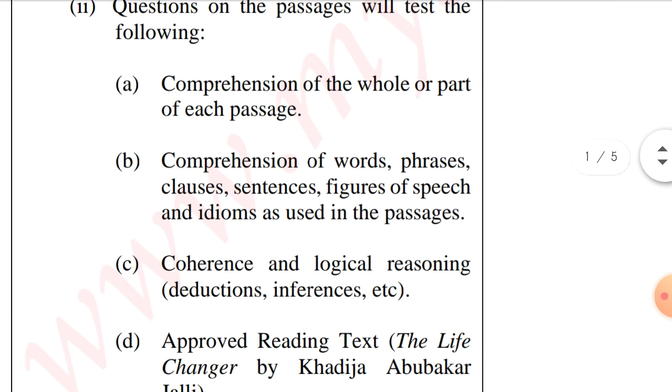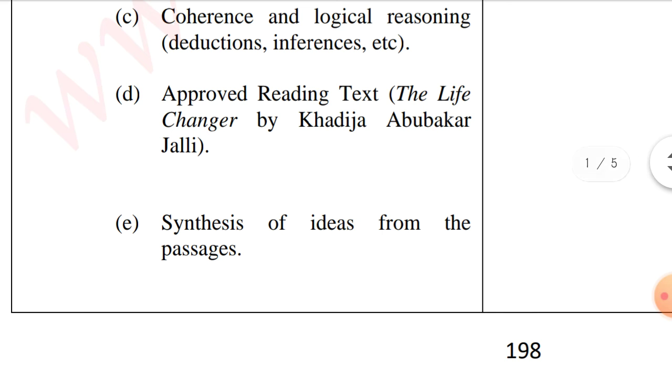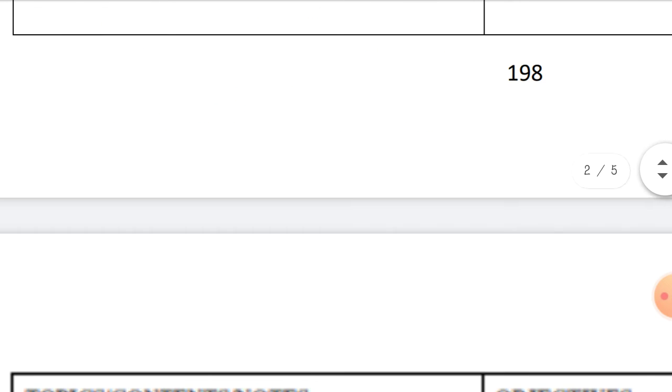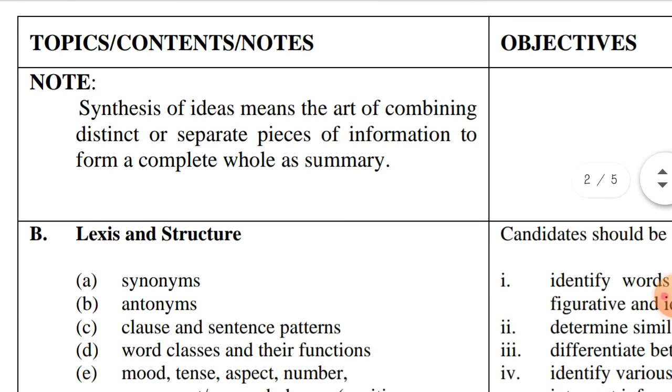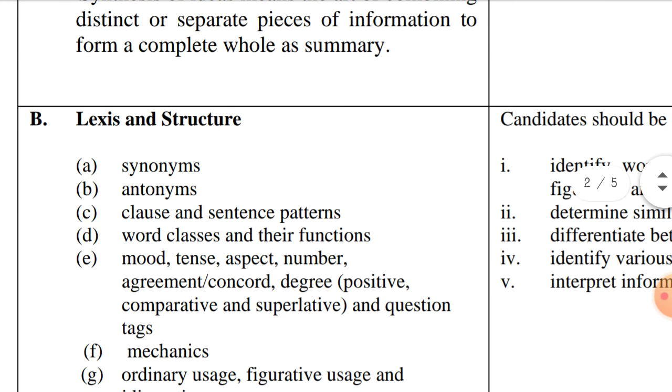So they will test your comprehension of the passage, comprehension of words, and all the rest. On the approved text, in this particular one, the approved text is The Life Changer by Khadija Abubakar Jali. If it is not the approved text, it is that booklet they give you. If it is not, then it has to be that particular booklet for that year you are reading on. Then series of ideas from the passage. But beyond the booklet, they will ask you questions on lessons and structure.